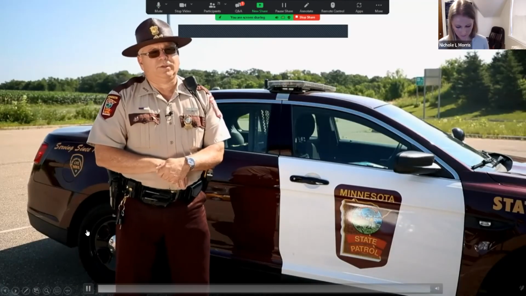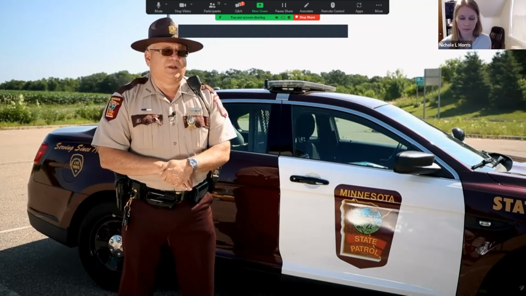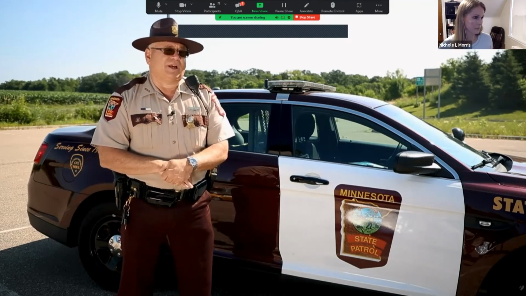I'm Trooper Joe Dowell with the Minnesota State Patrol. I'm a trooper that works in the Shakopee station, which encompasses Scott and Carver County.